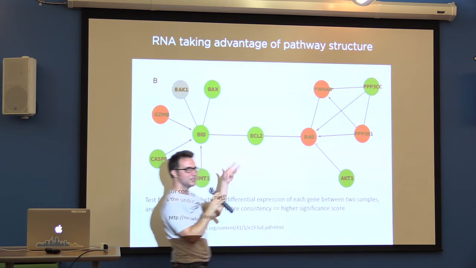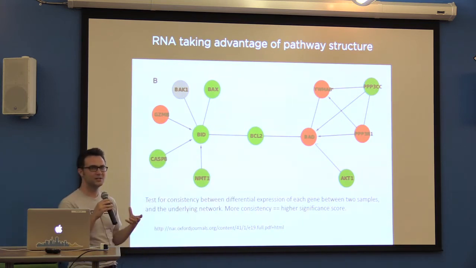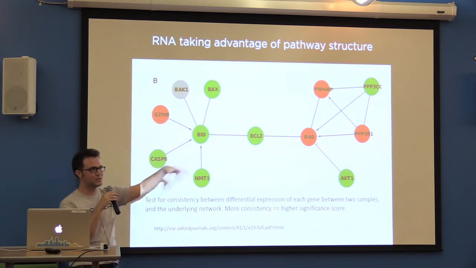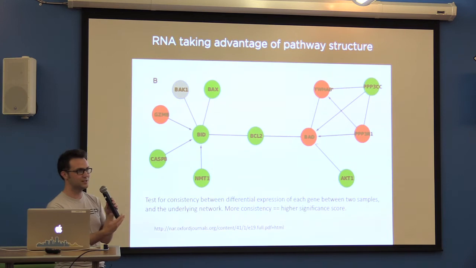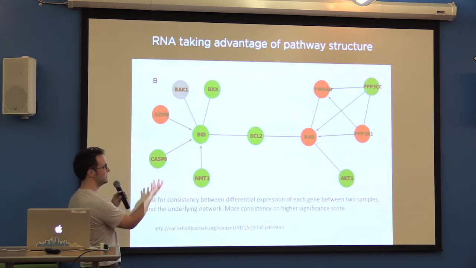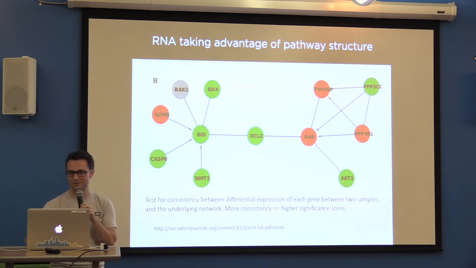So you can do these kinds of consistency checks with different sets of genes and their known relationships or their assumed relationships, and you can score based on that, and then choose which pathways are being perturbed the most based on these kinds of consistency relationships.